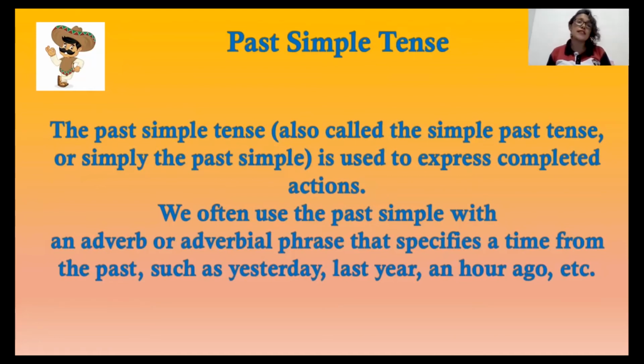Okay? So we can say, I worked until 3 a.m. yesterday. It is a completed action in the past that finishes at 3 in the morning yesterday, okay? I worked until 3 a.m. yesterday. Understand? I think that it's pretty simple, okay?